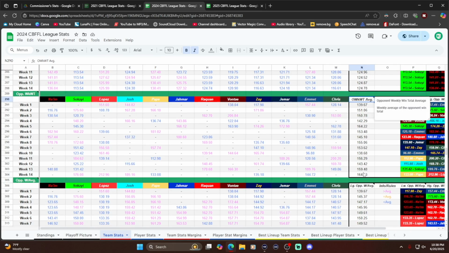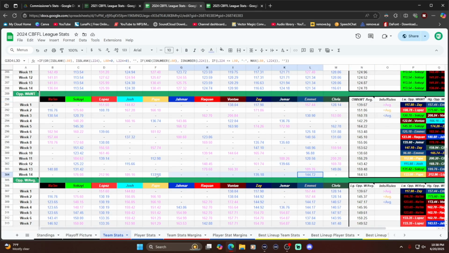So, for example, what does this 164 mean? It means weekly average opponent win total. If I drag all these numbers right here, click right here, it shows me the average, 164.53. So these are all the opponents' wins for that week. They averaged 164.53. Emmett, for example, his opponent put up 144 on him. That was below the 164 average.